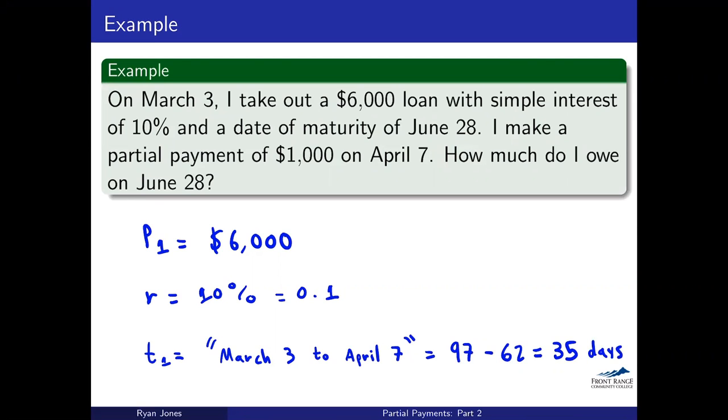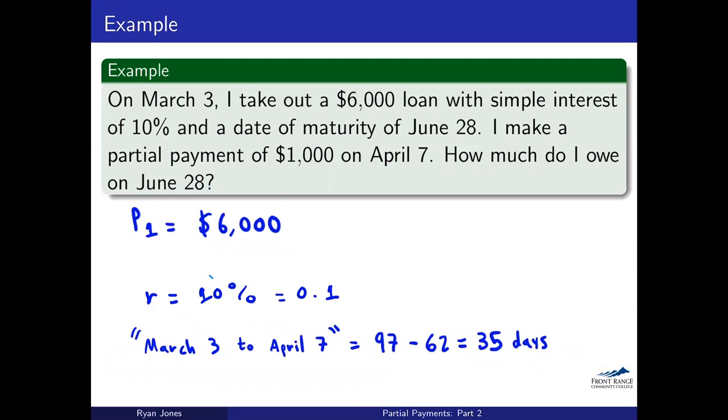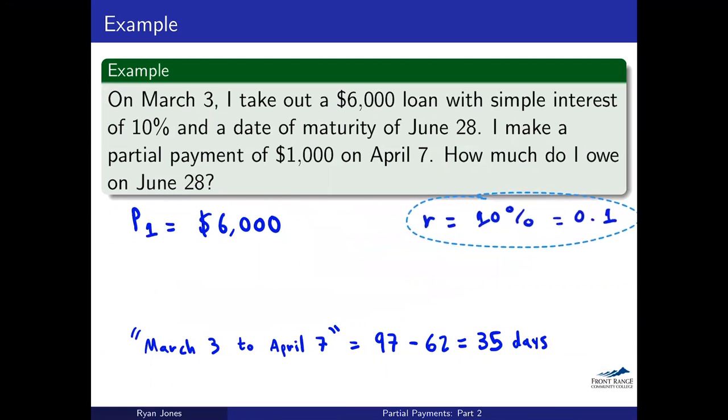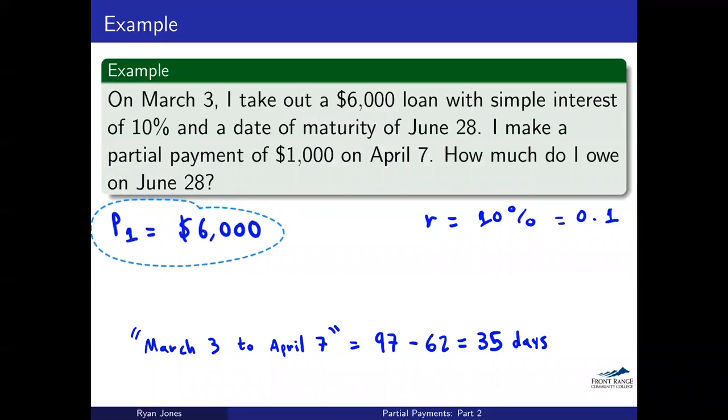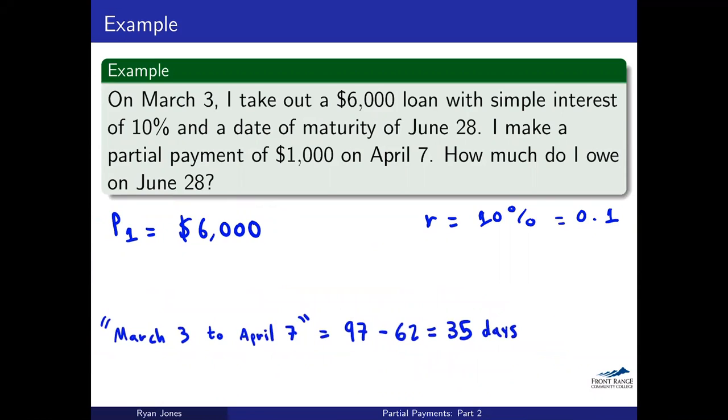Ooh, and let me be clear here. This actually isn't T1. Because remember, T1 needs to be in terms of years. So let me give myself some space. Put these things in their appropriate spot. So we've got that. Now, this tells me that T1 in terms of years is going to be 35 divided by 365. And so that's our T1 right there.